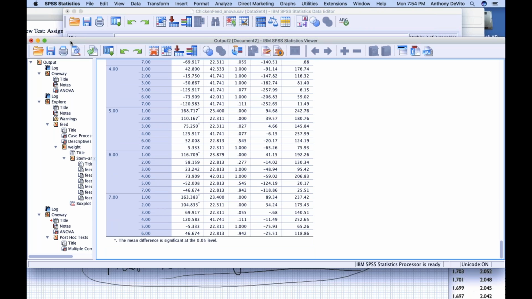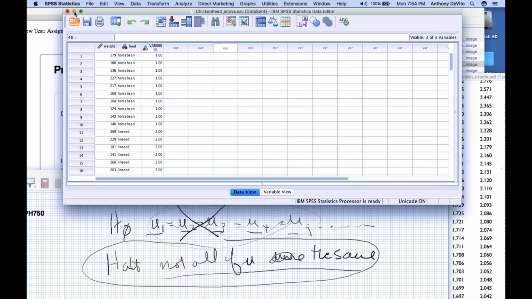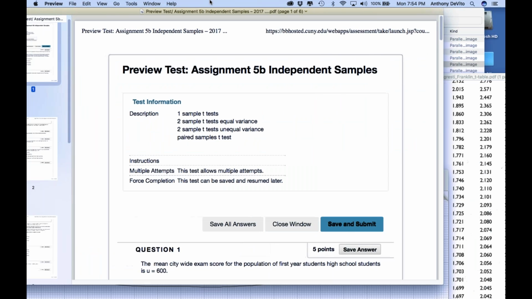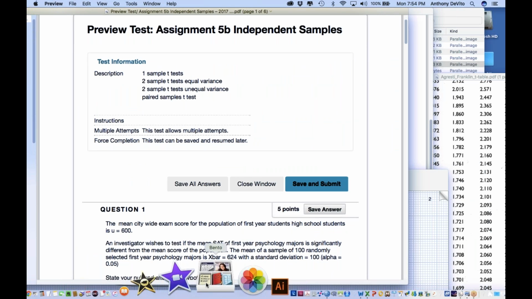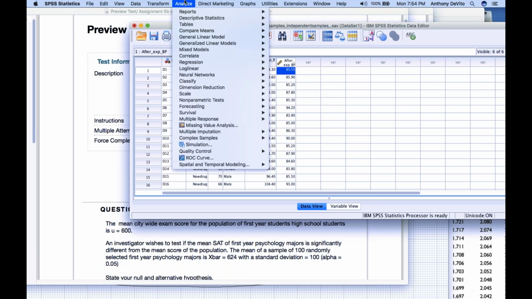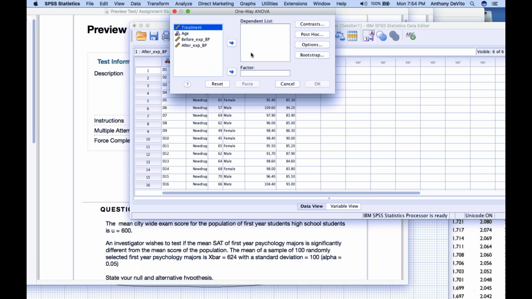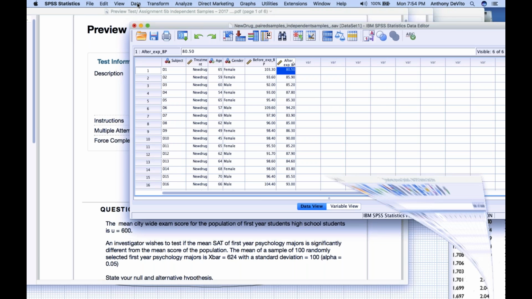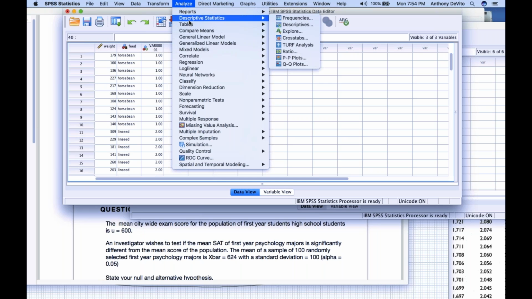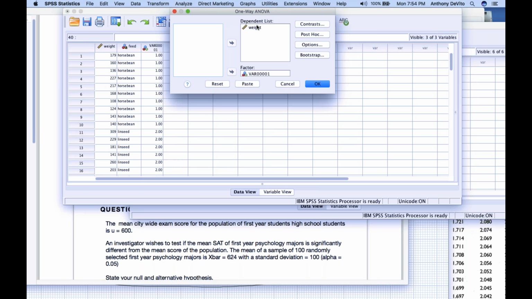Okay, so I want to go back to looking at our homeworks. And I just want to run through number 5 again, because that post hoc is not working for me. Analyze, compare means, one-way analysis of variance. Okay, I opened the wrong file here. I have more than one file open. Chicken feed. Analyze, compare means, one-way ANOVA. Okay, did you put the weight in here?